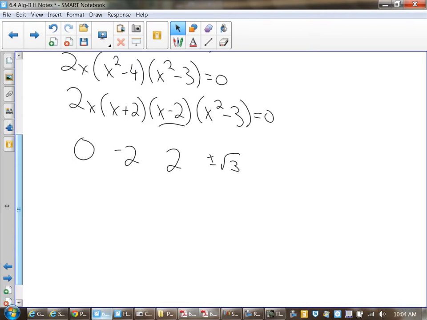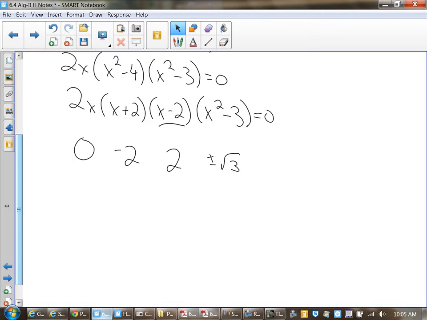Add 3, take the square root. Remember, anytime you take the square root over an equal sign, you have to do plus minus. People are still forgetting that on the test. Plus minus. There are 0, 2, negative 2, square root of 3, negative square root of 3. Okay? So that's how you figure out how many.